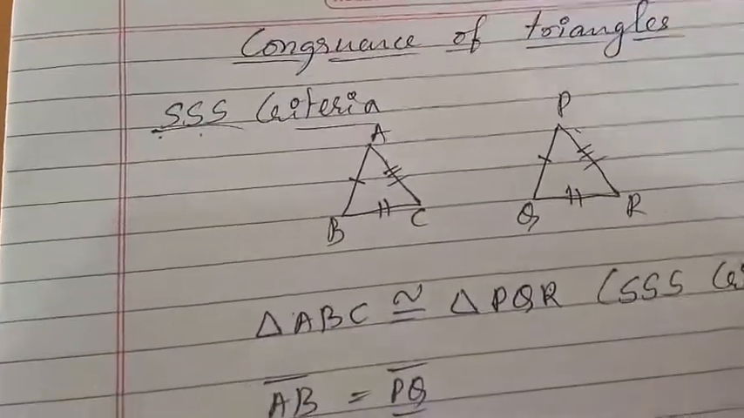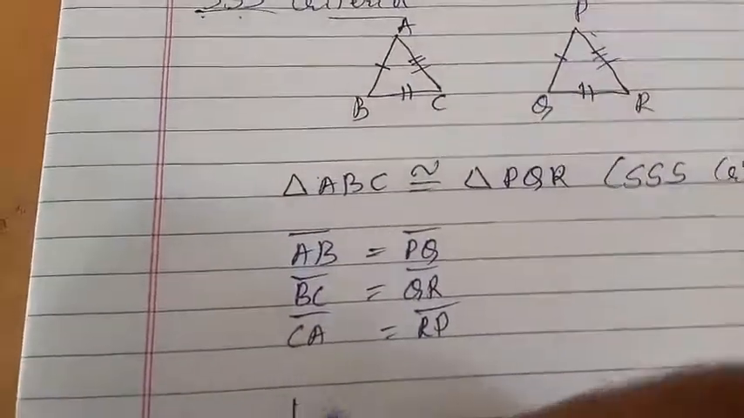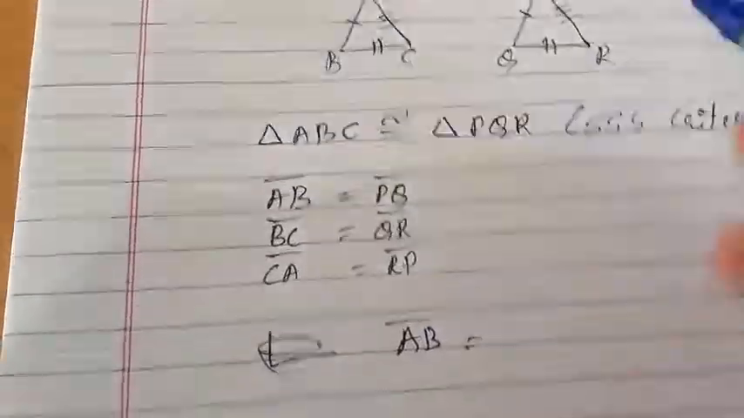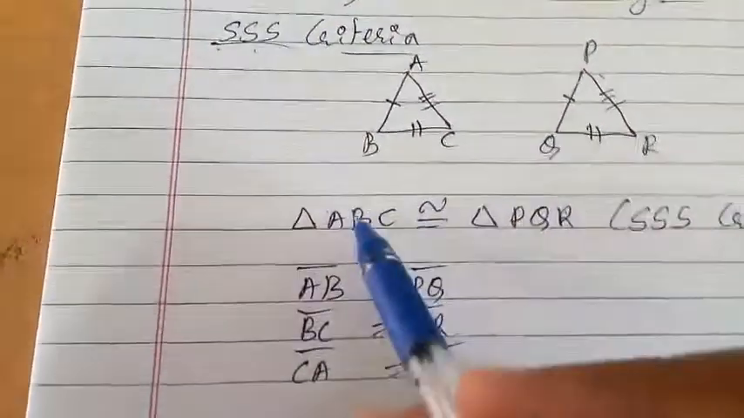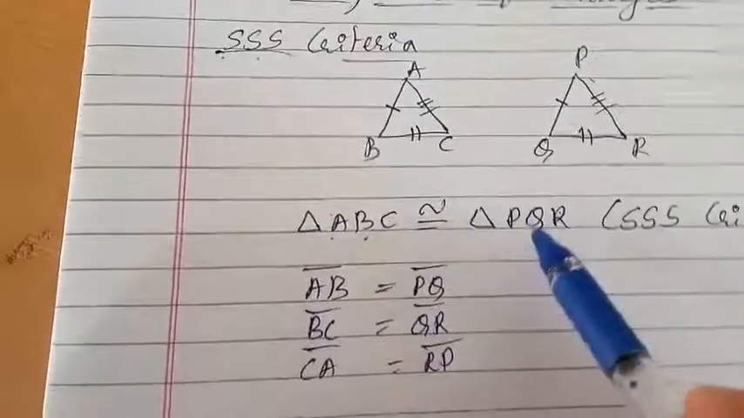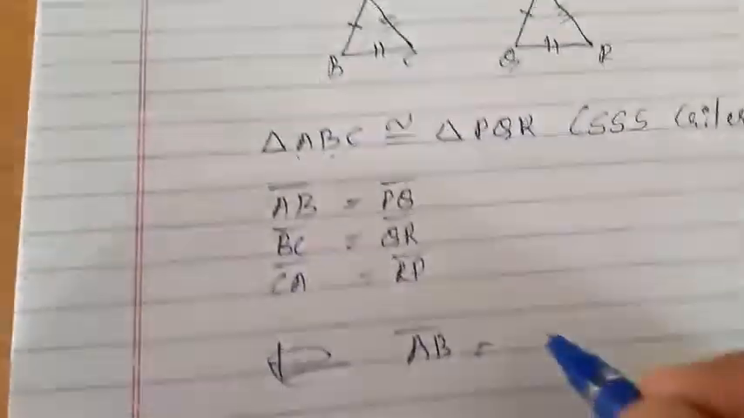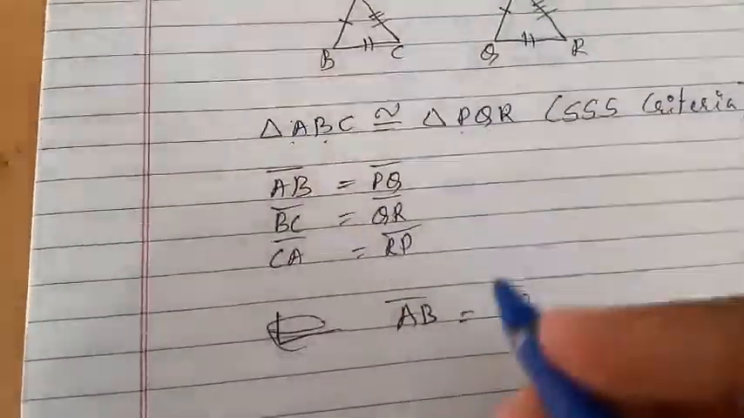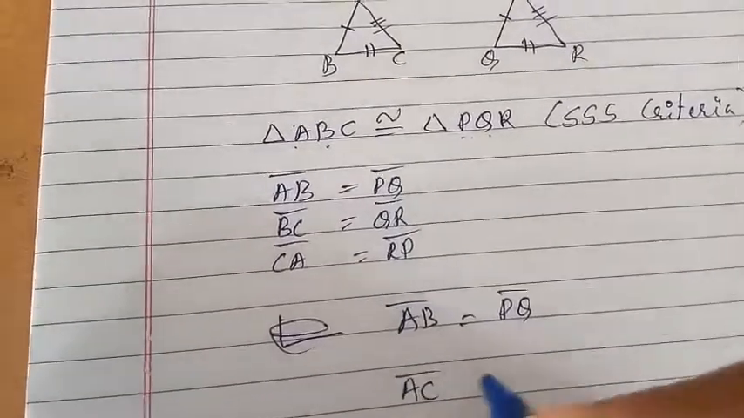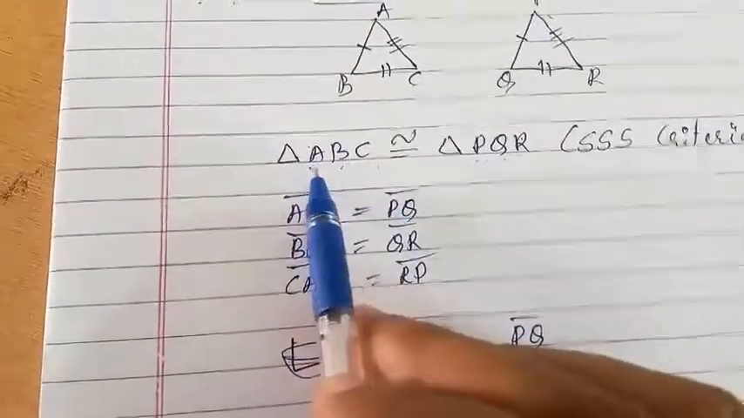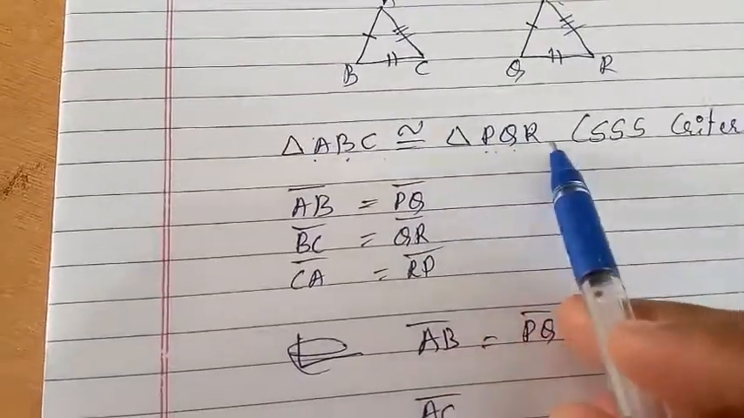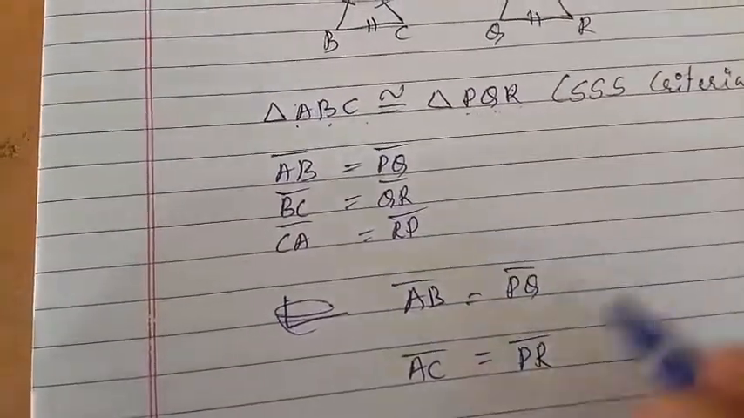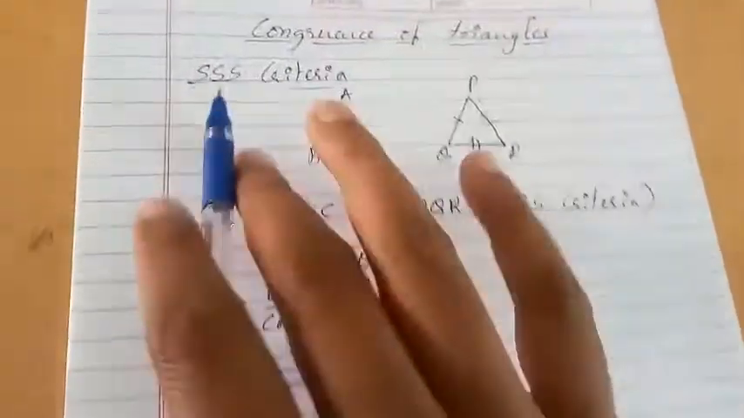How to write the corresponding parts? If they give side AB, the corresponding part of AB in this triangle is, here AB is the first and second letter, so here also P and Q, that is PQ. So this is the corresponding part of side AB. If they ask AC, here AC is the first and last letter, so here also P and R, first and last letter. So the corresponding part of AC is side PR. Like that you have to write it. So this is SSS criteria.